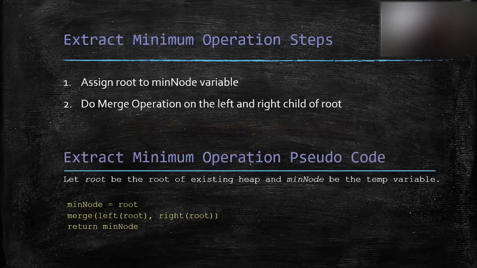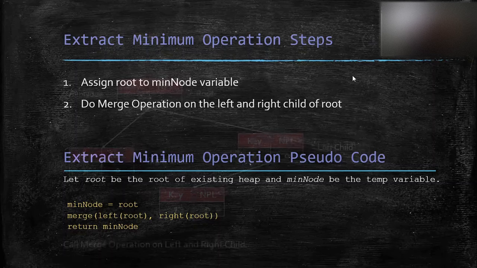Extract minimum operation steps. We first of all assign the root pointer to a temporary variable. We take that as the minimum node variable right now, and then do a merge operation on the left child and right child, because one of them would have the least value after removing the root node. So first of all, we assign the root node to some variable, then we apply the merge operation on the root's left node and right node, and then we return the minimum node, which would be the node having the minimum key value.